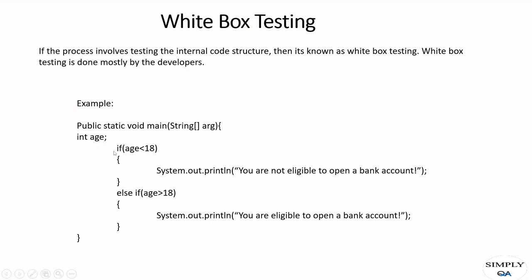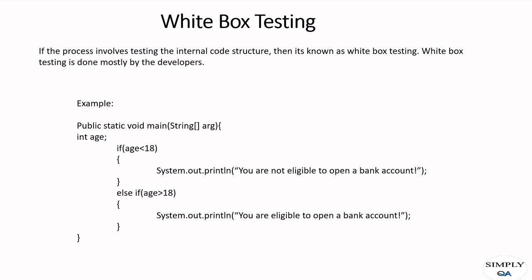So this is the internal code of that particular form. That is, here we are having two branches, that is one is if and one is else, right? So if age is less than 18, obviously you will be getting the message like you're not eligible to open an account, and if it is greater than 18, you're eligible to open an account, right? So here developers will perform a unit testing for these two branches, and they will check whether this particular code is working fine or not, right? So guys, this is known as white box testing.